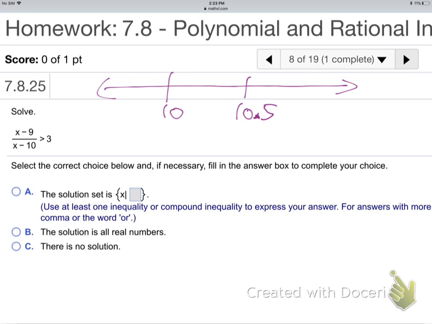Where is 0? Way over here in the left edge, isn't it? 0's way over here. I always go wherever 0 is. I'm going to check x equals 0.